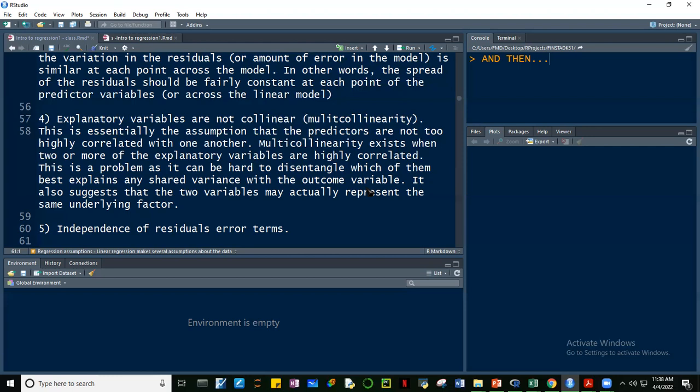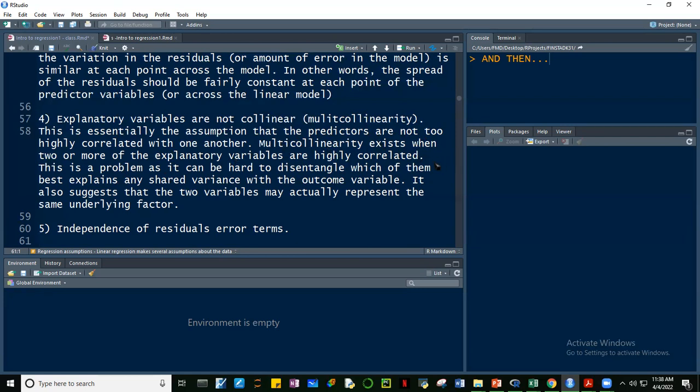However, between the y's, y1 and y2, y1 and y3, etc., we don't want them to have a strong correlation. Kasi mag-aagawan lang sila in trying to explain x. No? So, here I said that essentially the predictors are not too highly correlated with one another.